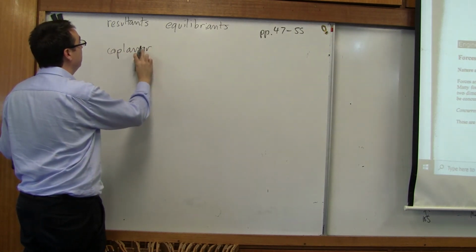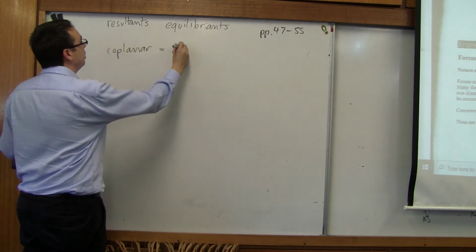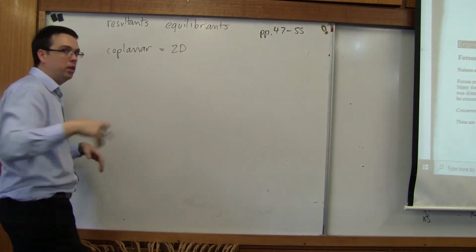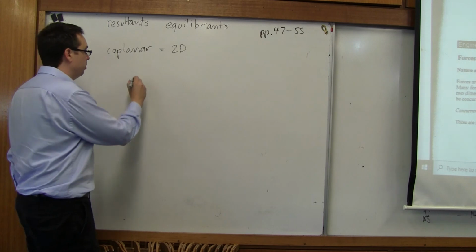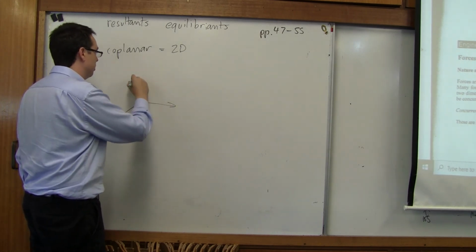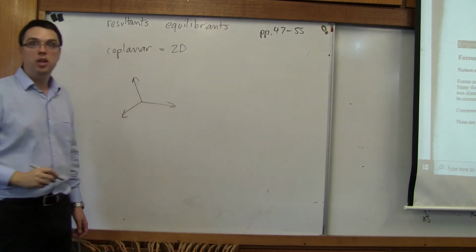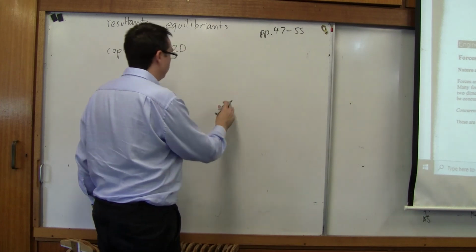I think it's with an A. That's not the world's best A. Coplanar equals 2D forces, right? Non-coplanar is 3D. Now, here's the thing. Coplanar forces would be if I draw them on my whiteboard, my 2D whiteboard. If I drew some of these forces like this, right? We'll get to some examples in a second.